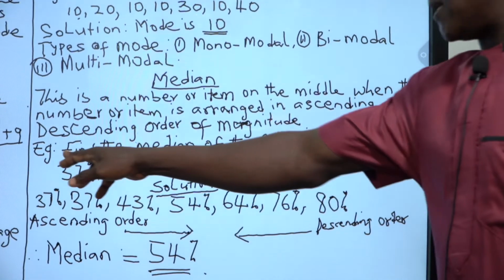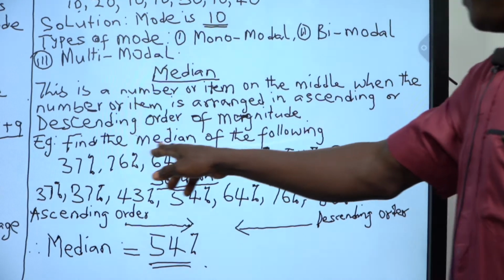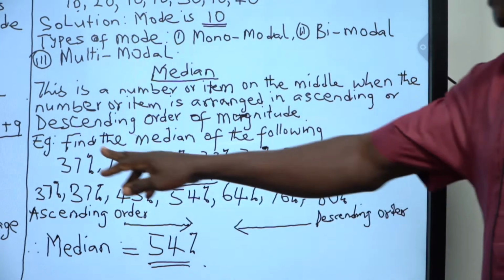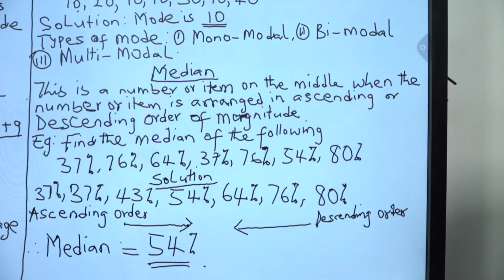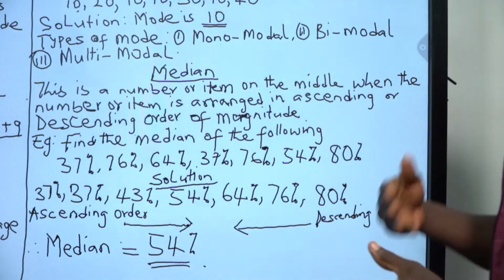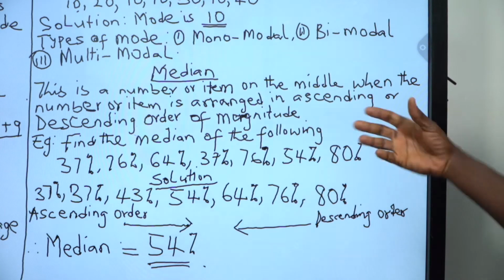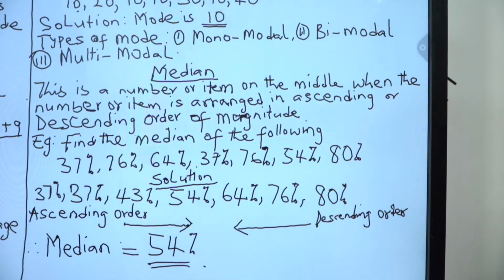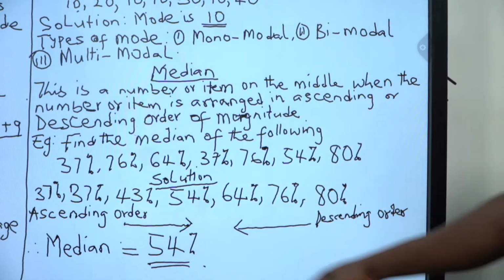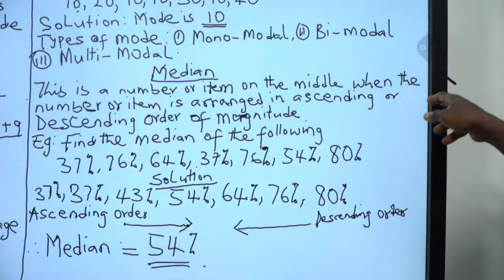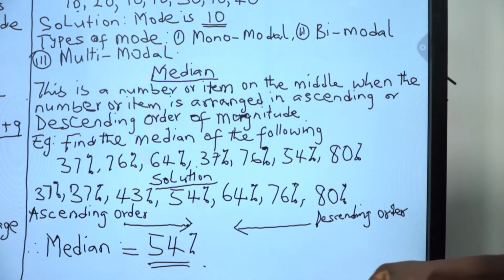I cited an example here where I said find the median of the following: 37%, 76%, 64%, 37%, 76%, 54%, 80%. Then the solution. Now I arrange the numbers. Looking at the numbers here, you can see that 37 is the least number.